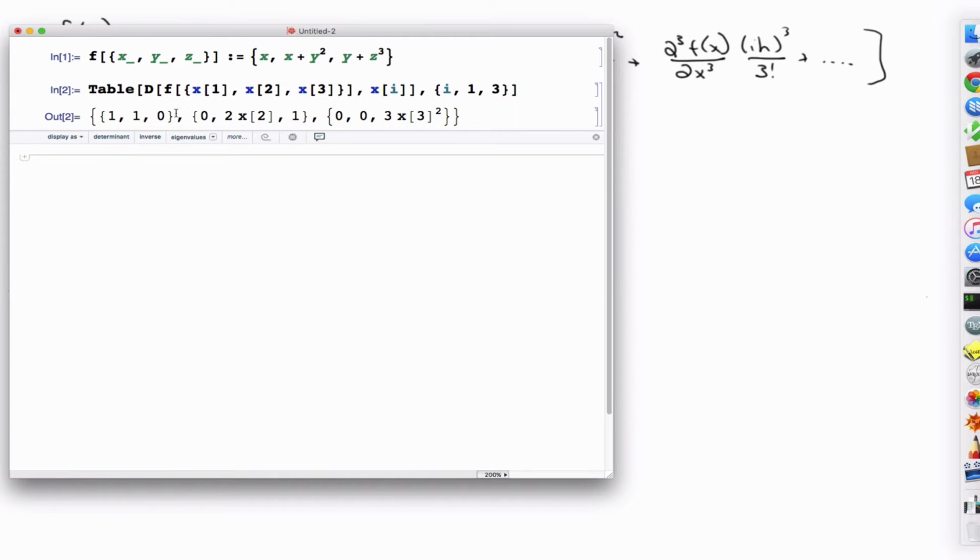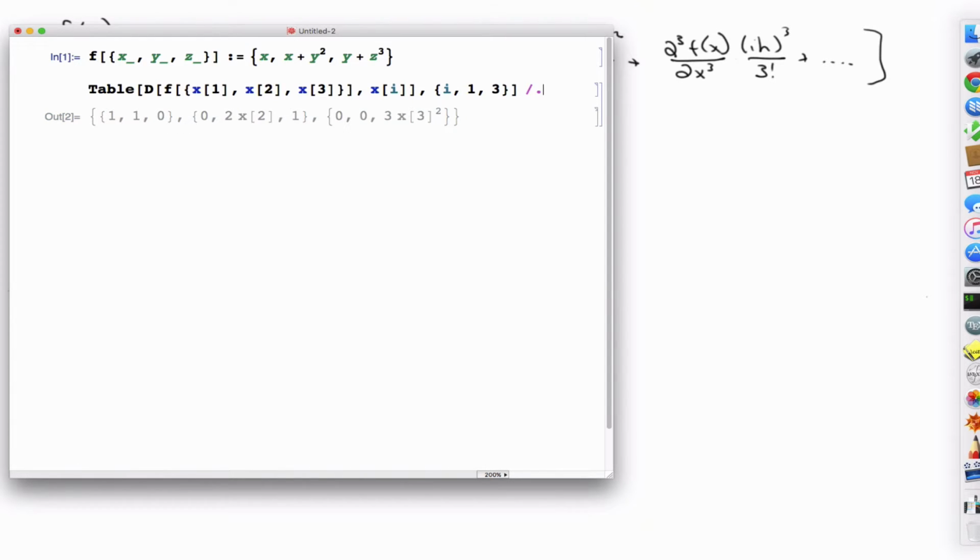You can read it off. Take the derivative with respect to x, and I get 1, 1, 0. That's the first three. Derivative with respect to y, I get 0, 2y, 1. In this case, 2 x2, because I plugged in x2 for y. But ultimately, we're doing this because we're doing it numerically.